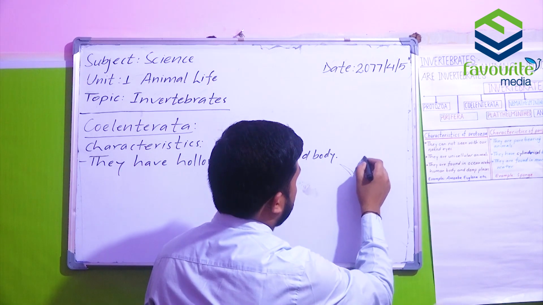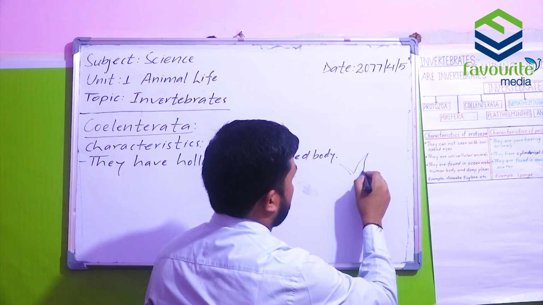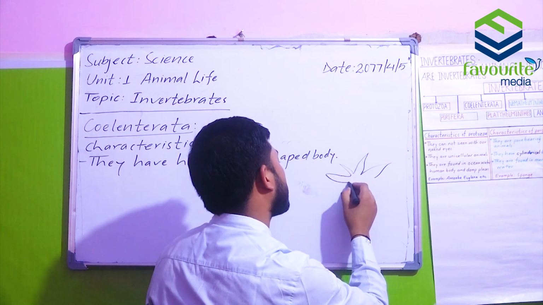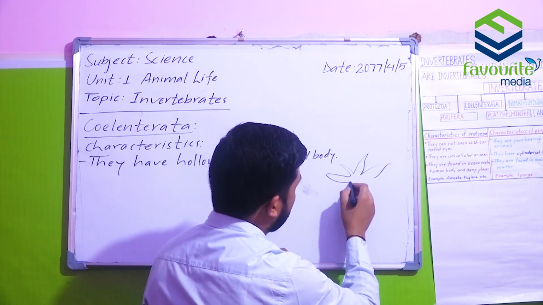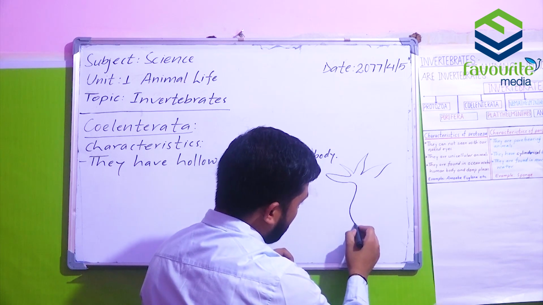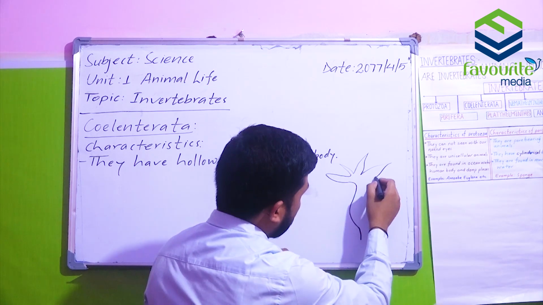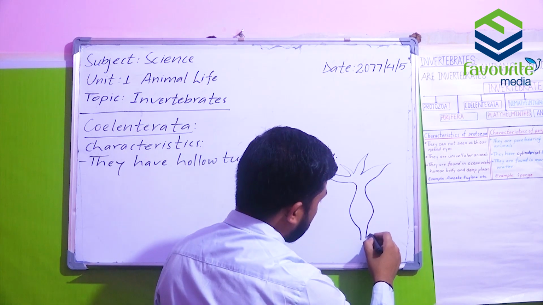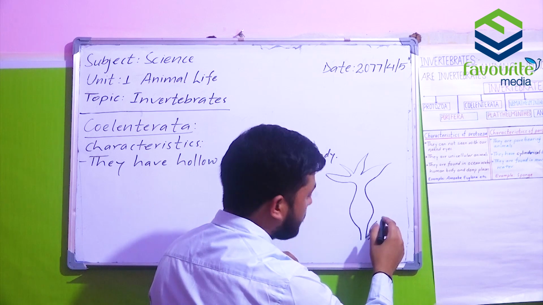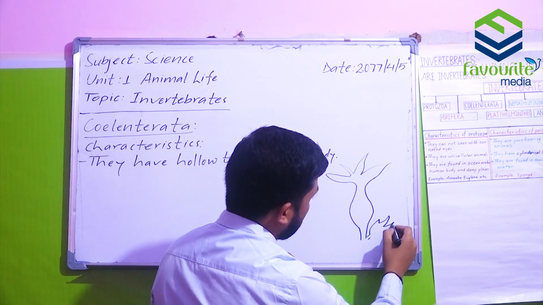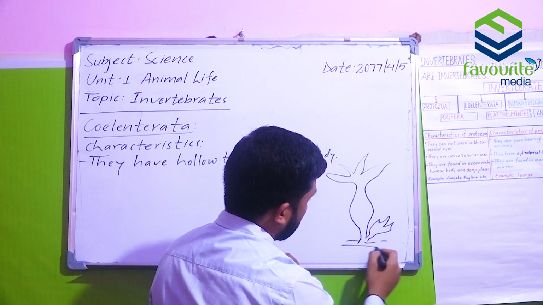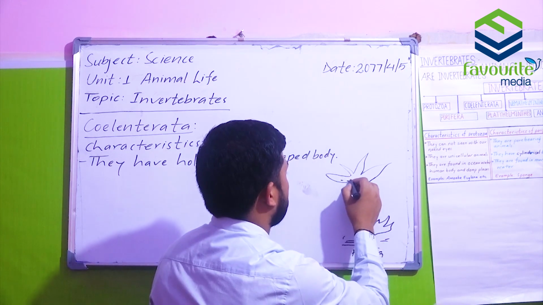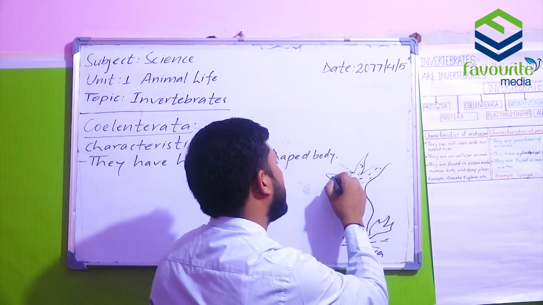The mouth of the Coelenterata, or Hydra, looks like the fingers of our hand. They have a hollow tube-shaped body like this, and they reproduce by budding from their body like this. This is Hydra. It is an example of Coelenterata, right?